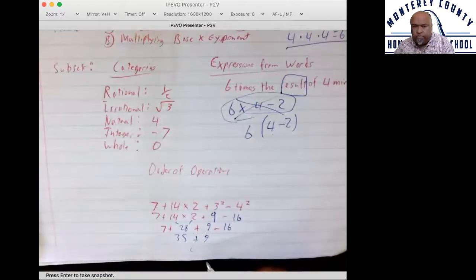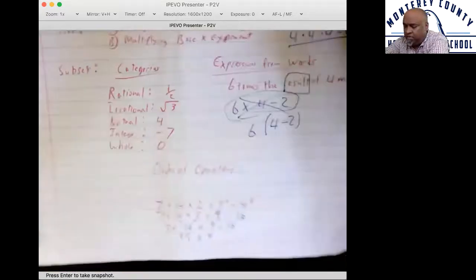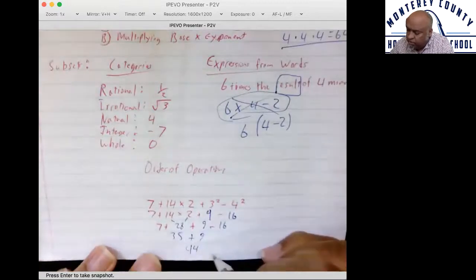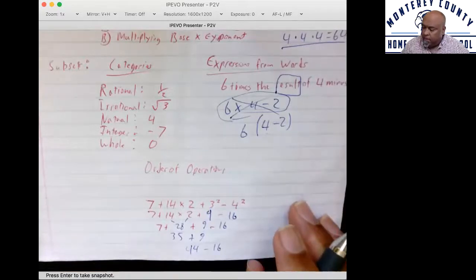44. Hold on a second, my paper's just going right off of the edge here. 44. And then 44 minus 16.